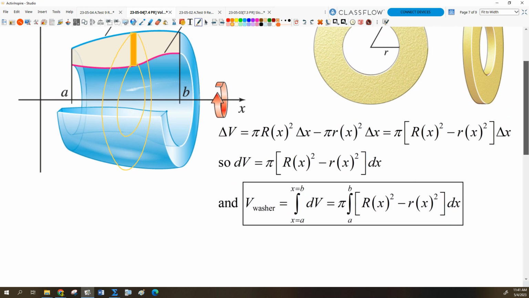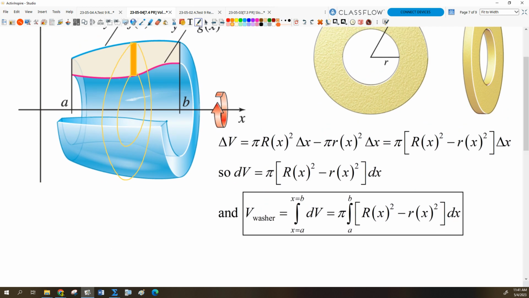So the volume of a washer is just going to be pi times capital R squared minus little r squared. I get pi big R squared dx minus pi little r squared dx. We'll factor the pi out, factor the dx out, and that's what a little volume element looks like for a washer. Everybody get that? Does that make sense? So then I'm just going to sum those up by integrating. So the volume by the washer method is just going to be pi times the quantity capital R squared minus little r squared times dx from a to b.